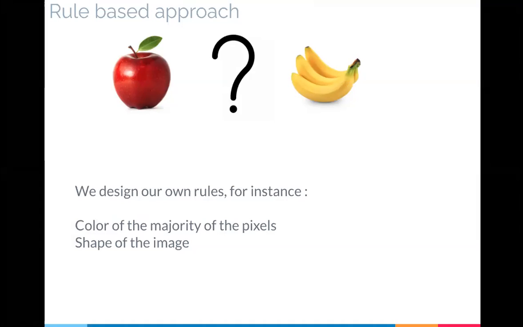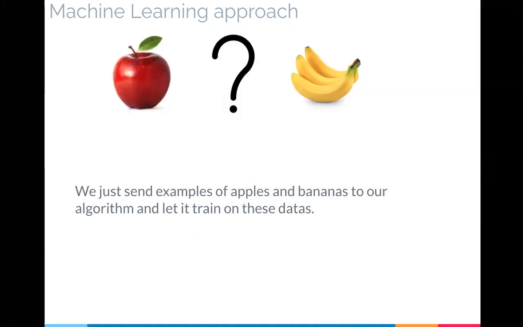But here, it's not what we want to do. We are going to use a machine learning approach. In a machine learning approach, you just send examples of apples and bananas, and you say, okay, this is an apple, this is an apple, this is an apple. And the algorithm will learn the underlying concept of apples and bananas. We will try to understand during this presentation, I hope, how it works.